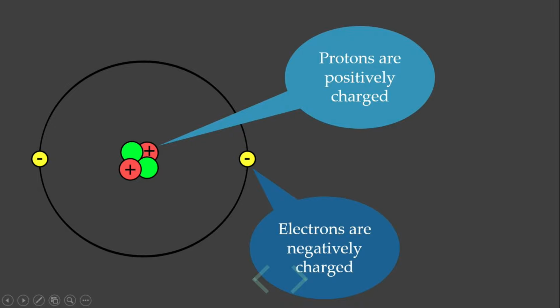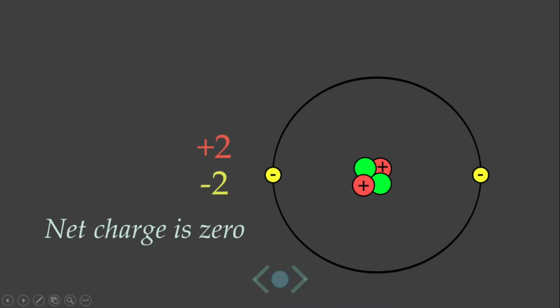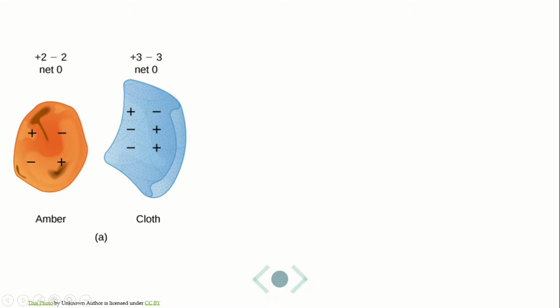Take a look at this illustration. It has two positive charges and two negative charges. That totals to 0. If you rub two insulators together, say this amber and cloth, initially you have a net charge of 0 on both.